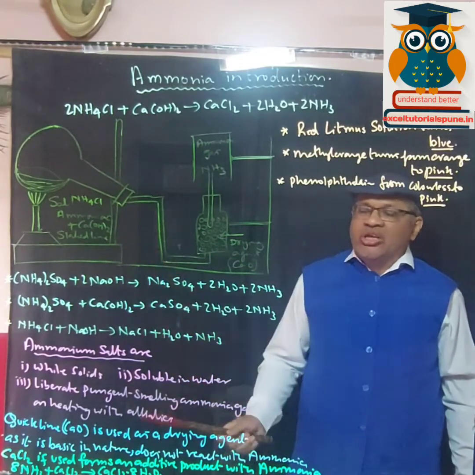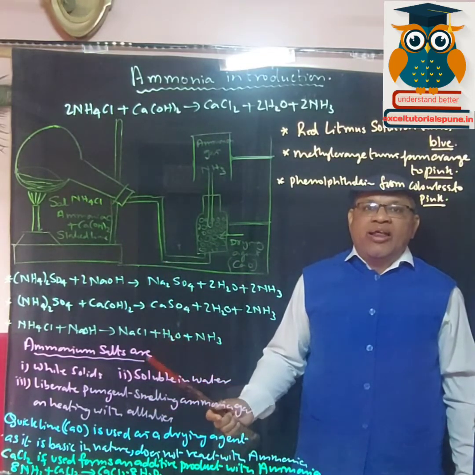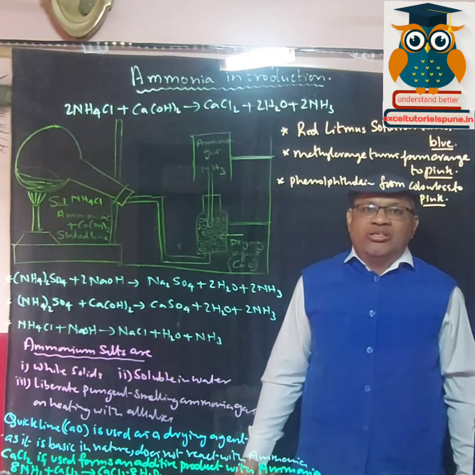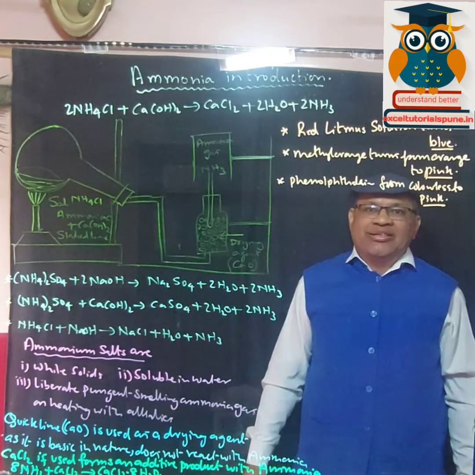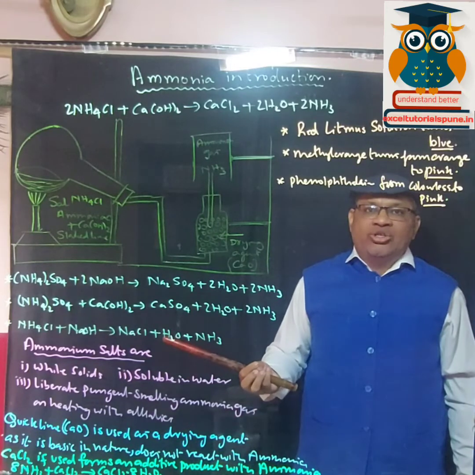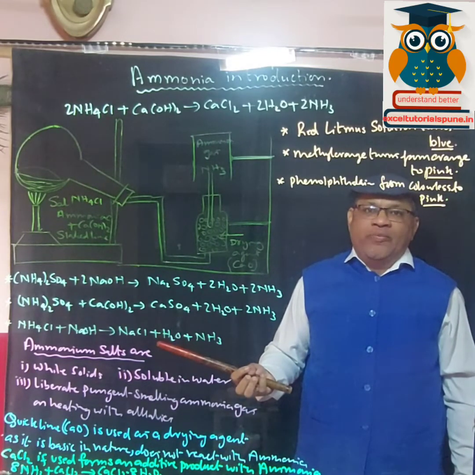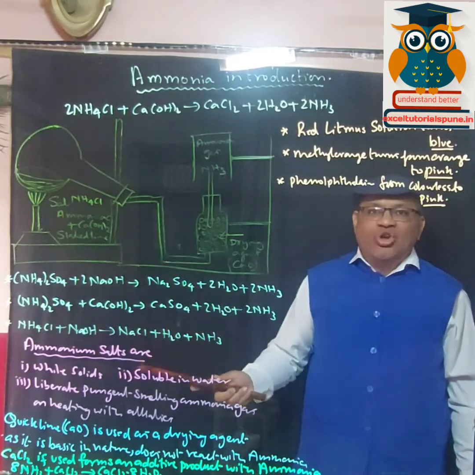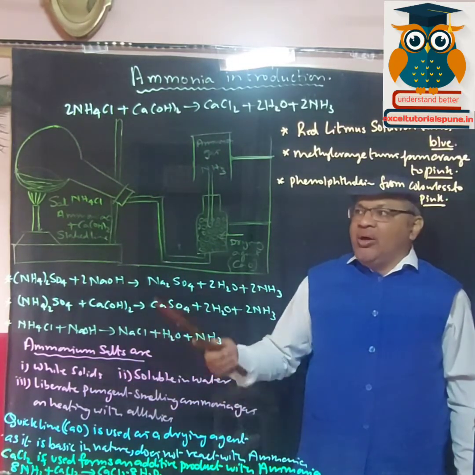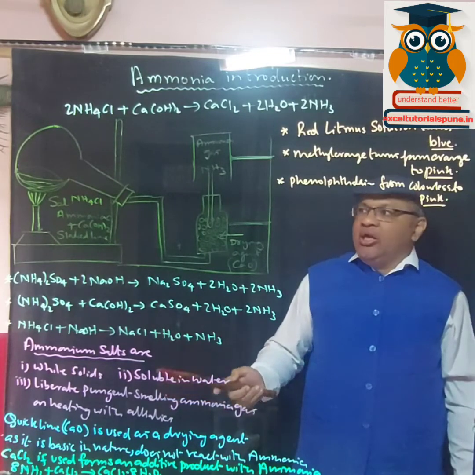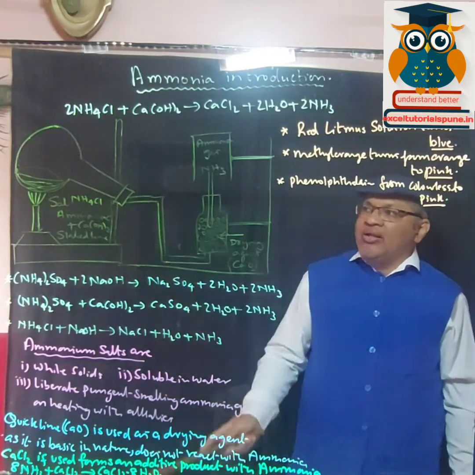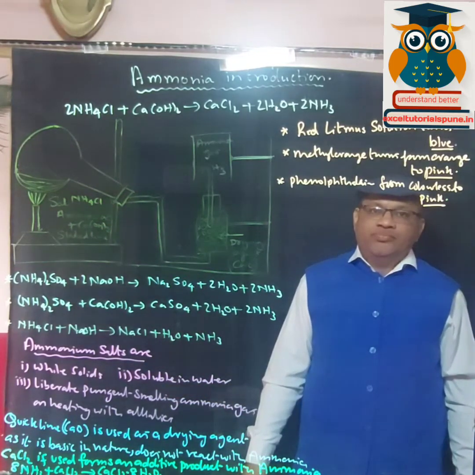Now calcium hydroxide is used because it is cheap and it's not deliquescent. You know what is deliquescent? We have studied in acid-base salt. Solids, when exposed to air, absorb moisture and turn into liquid state. So this calcium hydroxide is not deliquescent, unlike other reactants. So that is why ammonium chloride and calcium hydroxide are used.